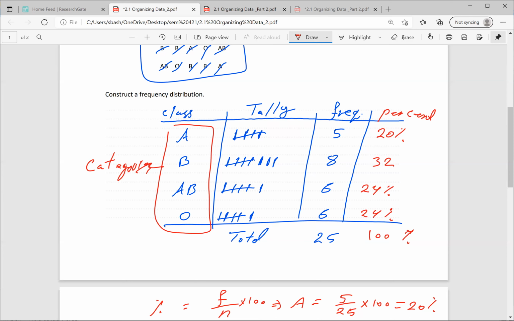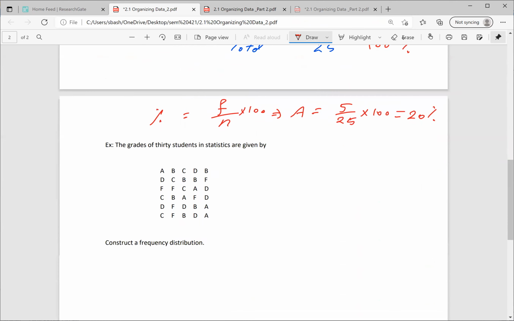We have a class or the variable that will be blood type. We have tally, we have frequency, and sometimes we need to find the percent. Let's construct a frequency distribution for the next example. The grades of 30 students in statistics are given. I need to know how many students got A, how many got B, C, D, and F.